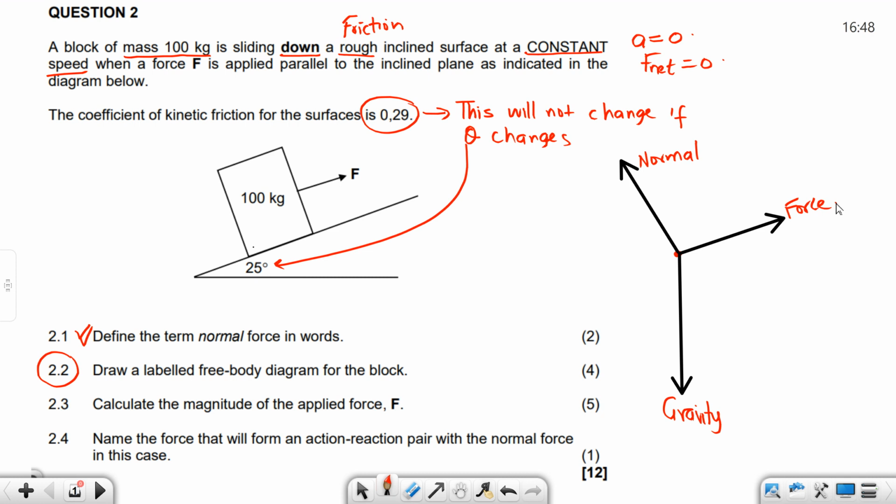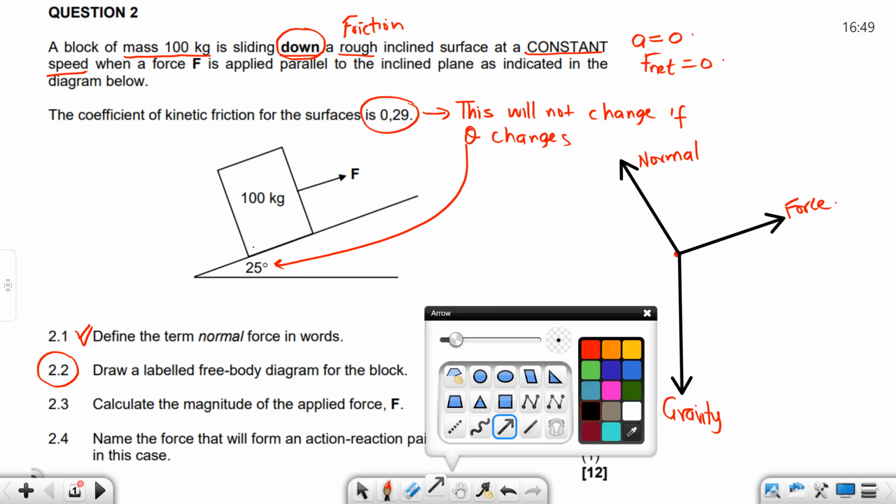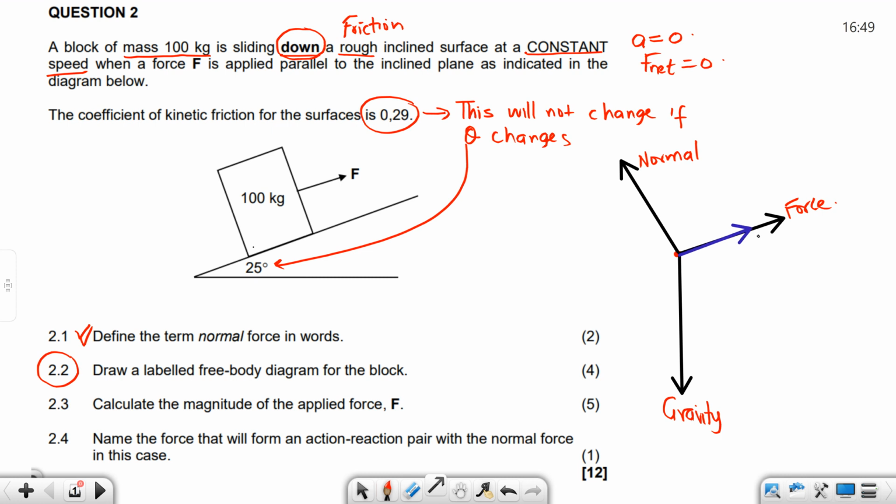Now, can we define friction? Friction is a force exerted by the surface on the object, which acts what? Opposite to the direction of motion. What is the direction of motion? The object is sliding where? Down. So where should friction be? I know you guys might not be used to the fact that friction and applied force can act in the same direction.